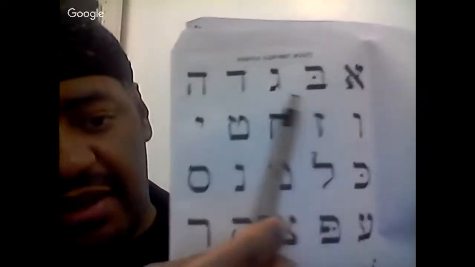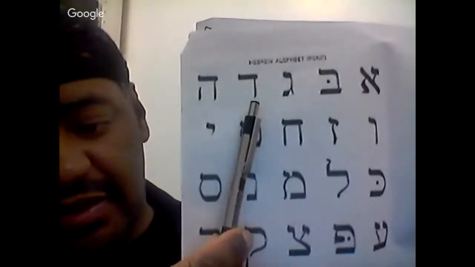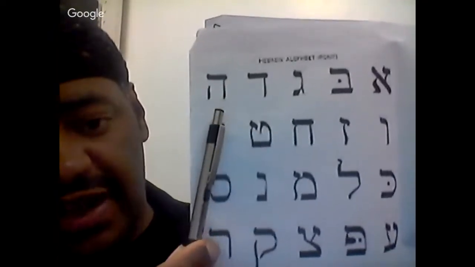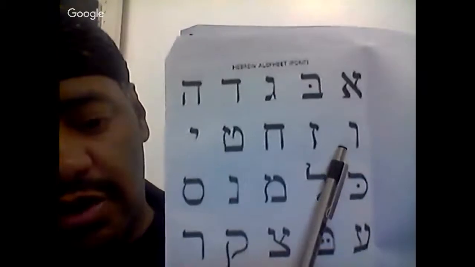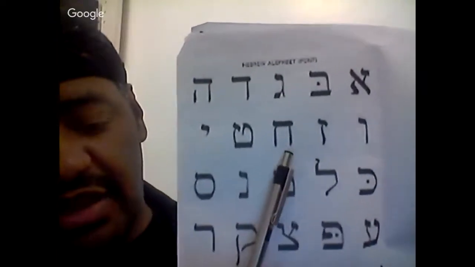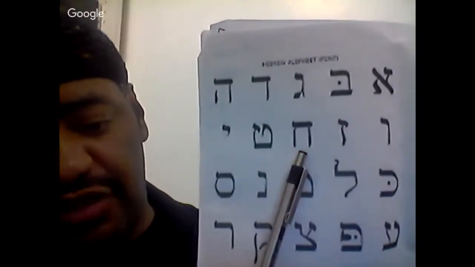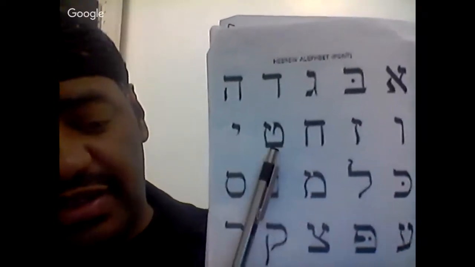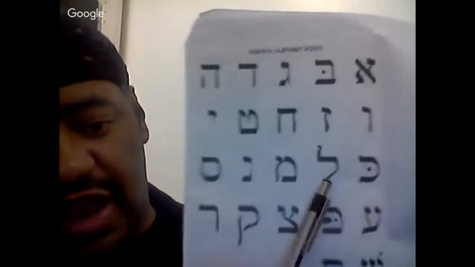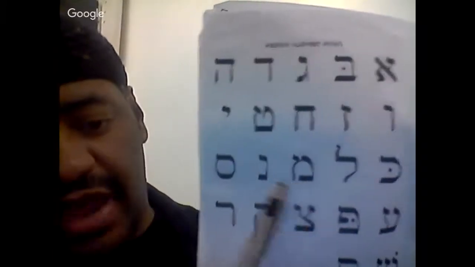Aleph, silent letter. Bet, B sound. Gimel, G sound. Dalet, D sound. Hey, H sound. Vav, W sound. Zayin, Z sound. Chet, KH sound. I don't say CH so it won't be confused with the pronunciation of cheese. Tet, T sound. Yod, Y sound. Kaf, K sound. Lamed, L sound. Mem, M sound. Nun, N sound.